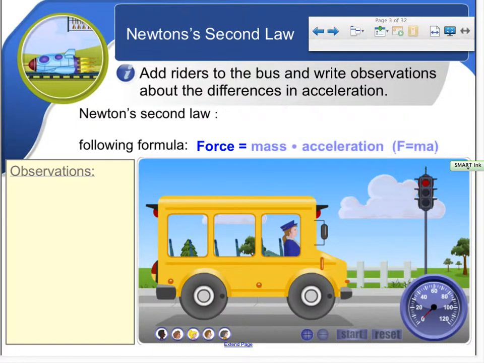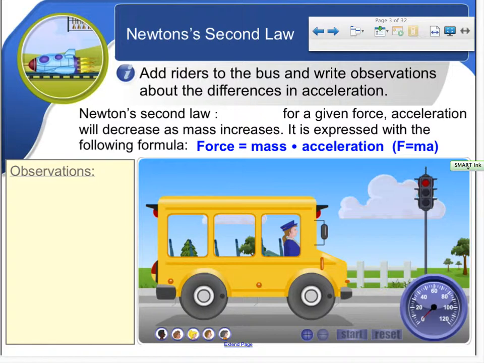So our equation is force equals mass times acceleration. Newton's second law demonstrated that for a given force, acceleration will decrease as mass increases. So when our mass increases, our acceleration decreases. Now, if you feel like you can write it in your own words, great. If you have to copy this word for word and that doesn't make sense to you, do not write that, because you have to make it make sense to you. Now, you said if we add more force, our acceleration will decrease or increase? Increase. But if we start to add more mass, our acceleration will go down, which means we have to add more force to get it back up there.